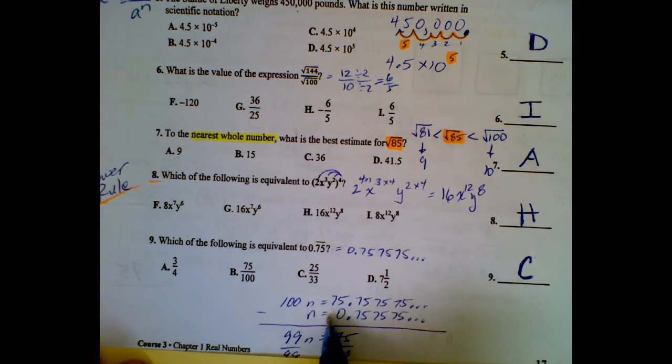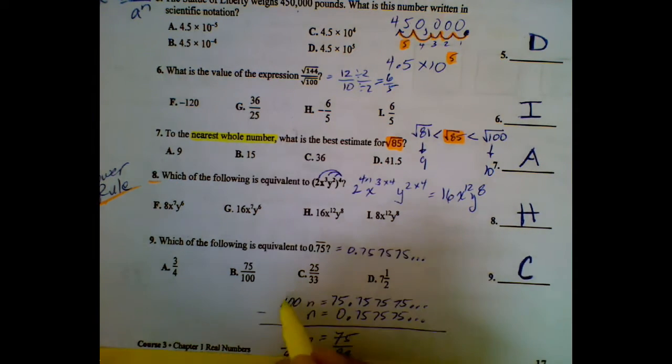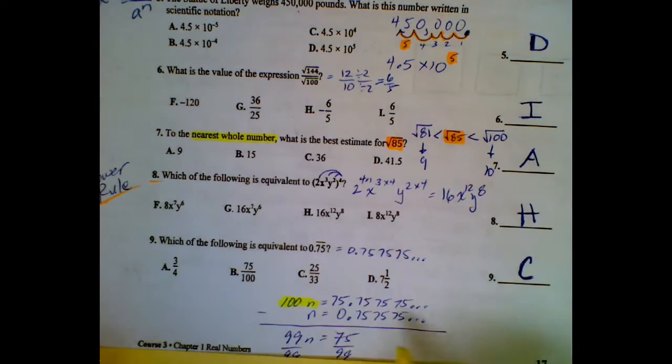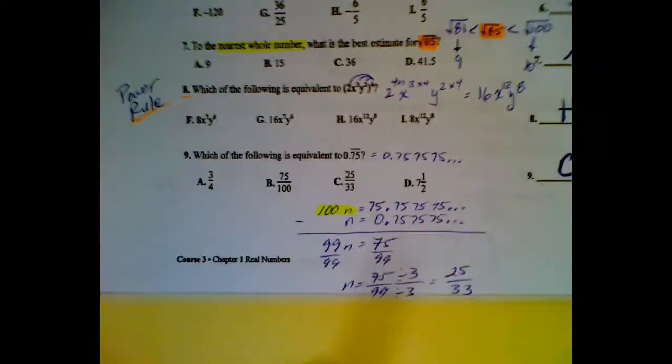So there it is, n equals 0.757575. Then what we did is we multiplied both sides by 100. So 100 times n is 100n. Then when we multiply this by 100, that just shifts the decimal point over 2. And so I have 75.7575, and so on. Now we've written it this way. Let me move it up here.